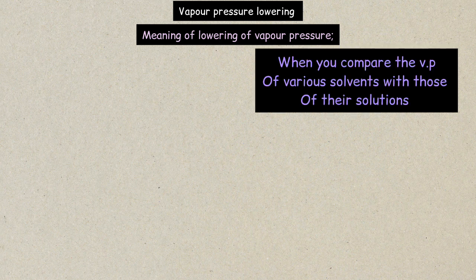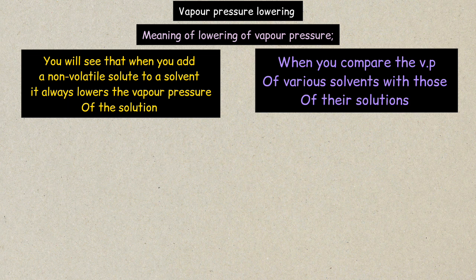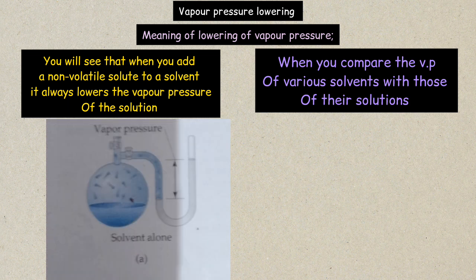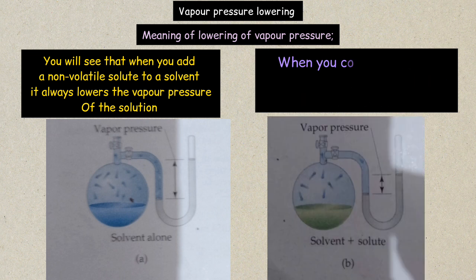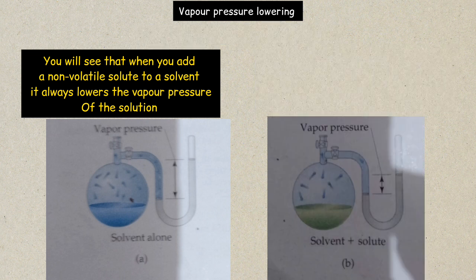When you compare the vapor pressure of various solvents with those of the solution, that means when the solute and the solvent are mixed together, you will see that when you add a non-volatile solute to a solvent, the solution will lower the vapor pressure. A normal, pure solvent's vapor pressure would be greater than when you add a particular solute to it. So that is what brought about lowering of vapor pressure. That is what they are trying to explain to us.